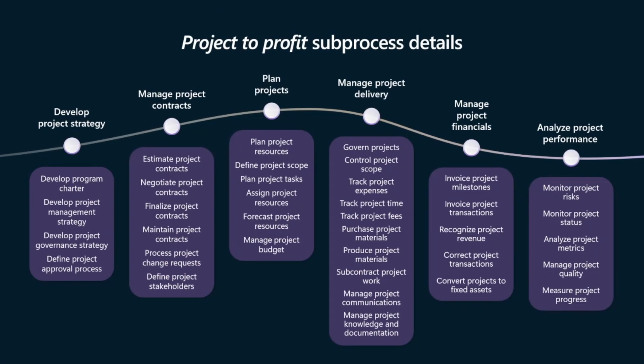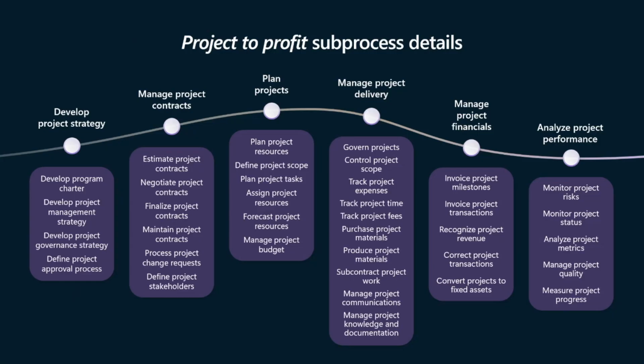So, as I mentioned on the previous slide, we have 6 L2 business processes, each with its own set of L3 sub-processes. For example, for develop project strategy, we can develop program charter or deliver project approvals. For manage project contract, you can estimate your project contract and process project change requests.